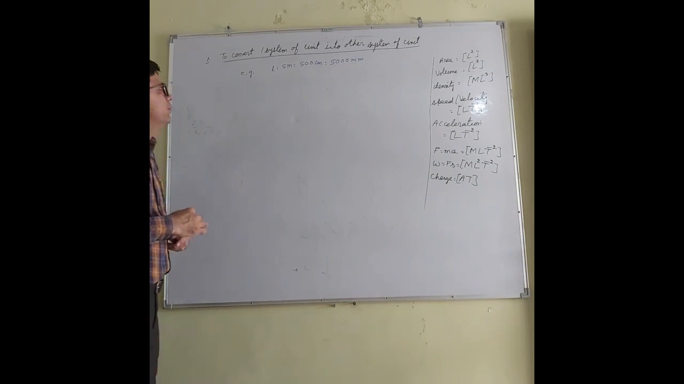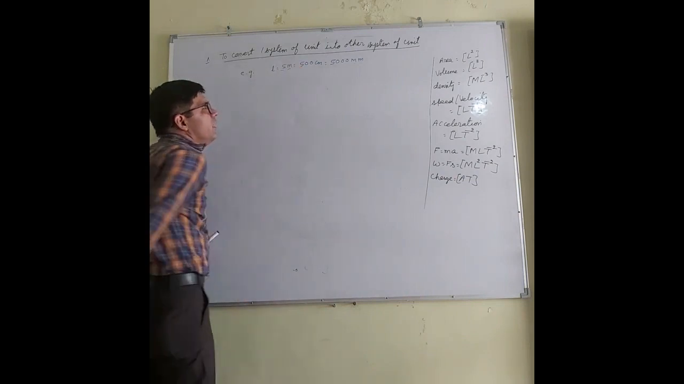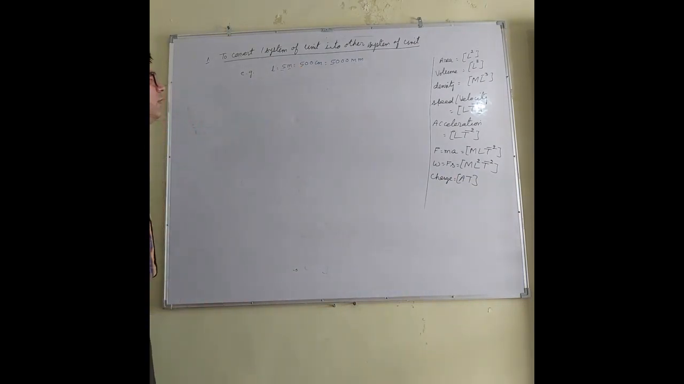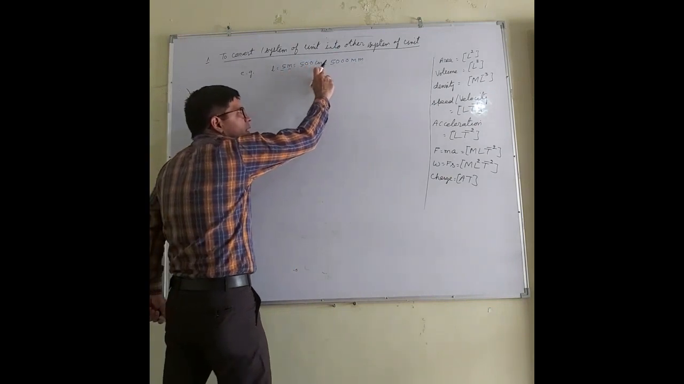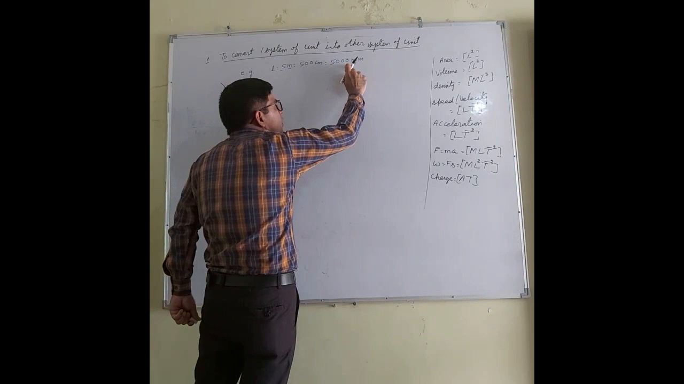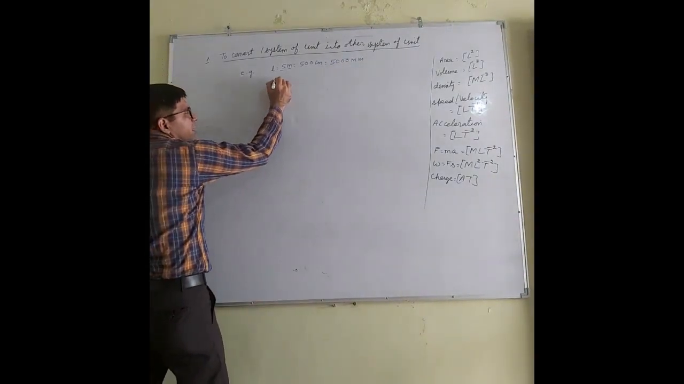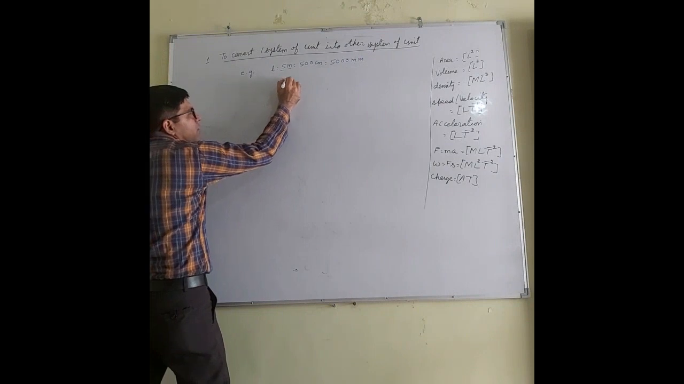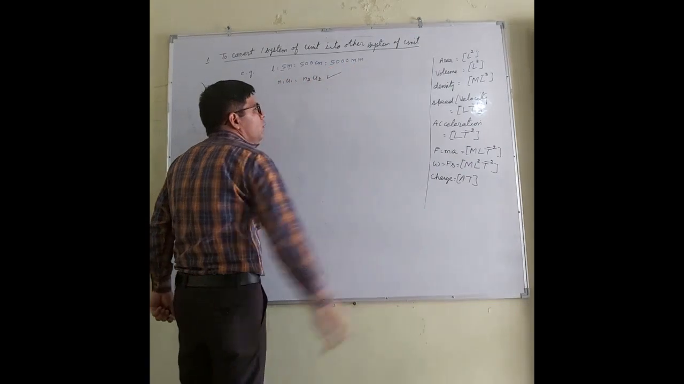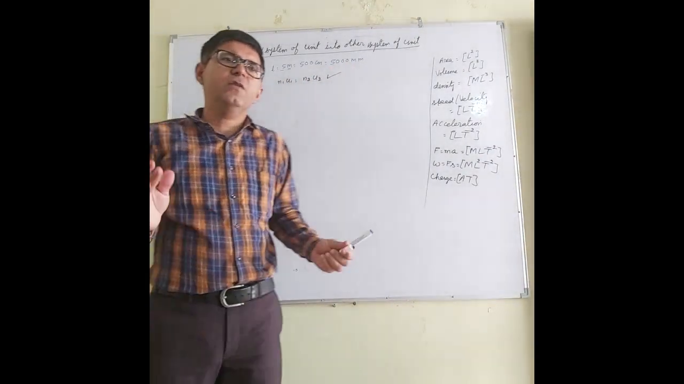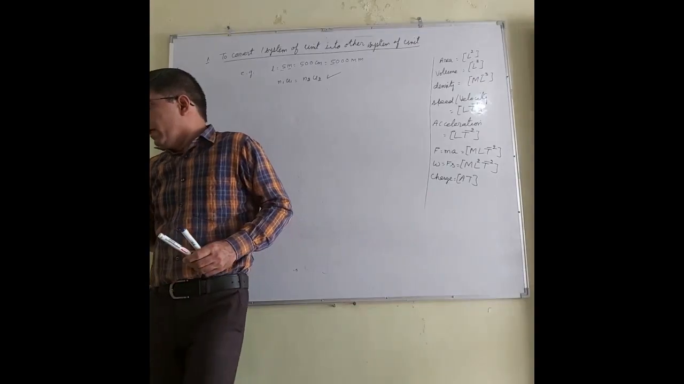Now here, 5 is the numerical value and meter is the unit, and 500 is the numerical value, centimeter is the unit, 5000 is the numerical value and millimeter is the unit. So I can say that there is a formula N1 U1 equals N2 U2. This formula you will use, and by using this formula you can solve any problem related to this.